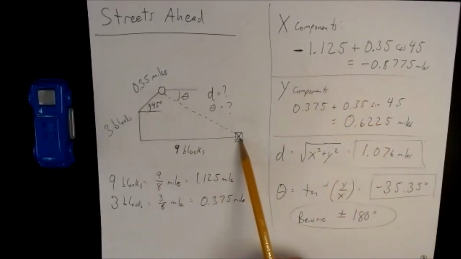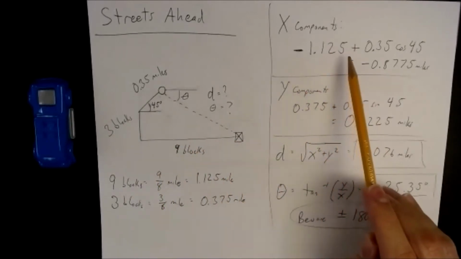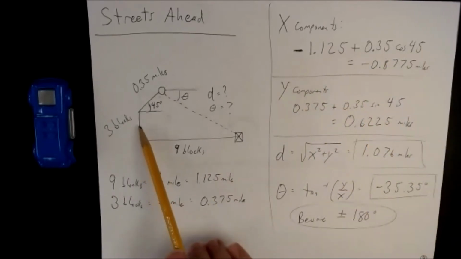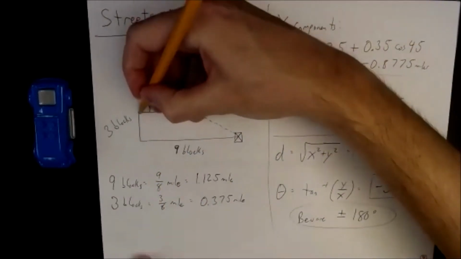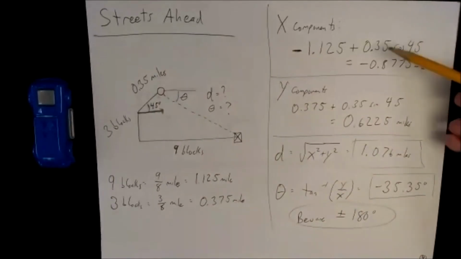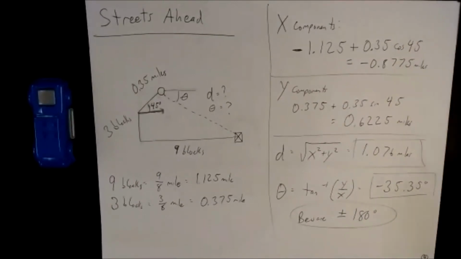If we take the amount of x that we've got here, and I'm making it negative 1.125 miles, plus 0.35 miles times the cosine of 45. So that's going to be this component in there. That's going to give us negative 0.8775 miles. Now, why on earth did I pick cosine of 45? Where did that come from? That's where we have to remember SOHCAHTOA.